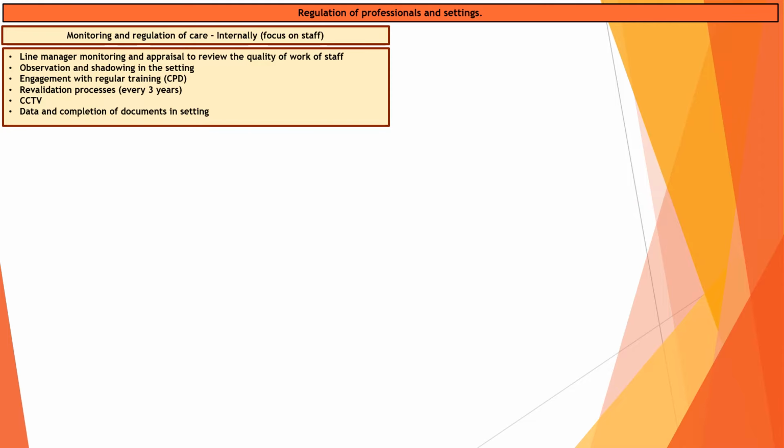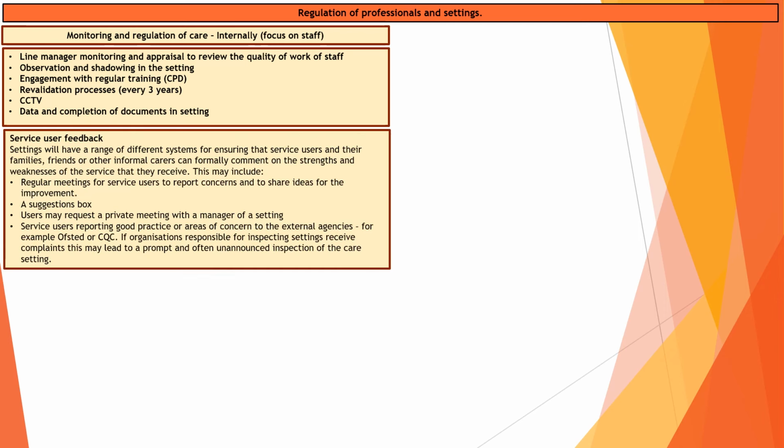Settings may have CCTV, again to observe and monitor your progress, and they'll be looking at data, so looking at records of treatment and of medications being provided. They'll look at the paperwork and the documents you're submitting when you're doing your work to make sure they are, again, up to date, complete and accurate. So these could be ways you could be monitored, looking at how a professional, a member of staff, is doing their job and how well they're doing their job.